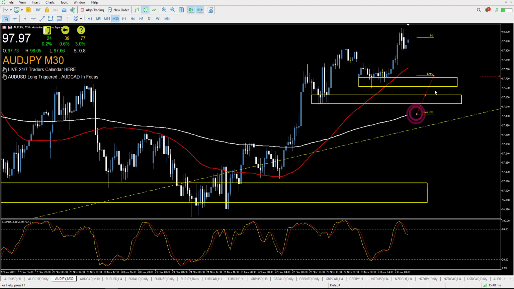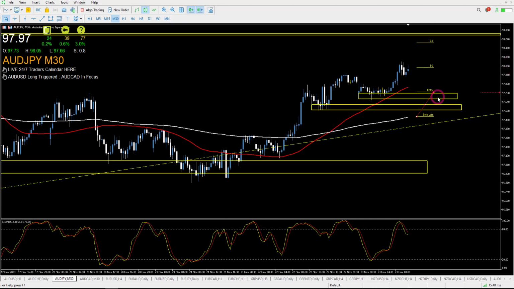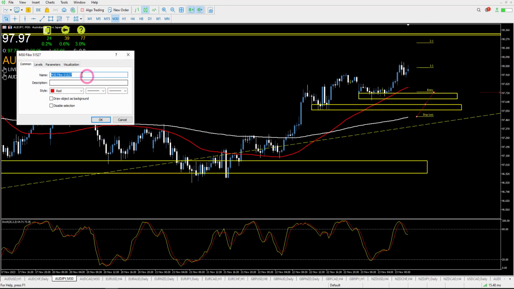I think if we do that, if I just go back to that 30-minute time frame, sorry, let's just put a couple of entry criteria on here. So let's say we go for, let me just go to parameters.